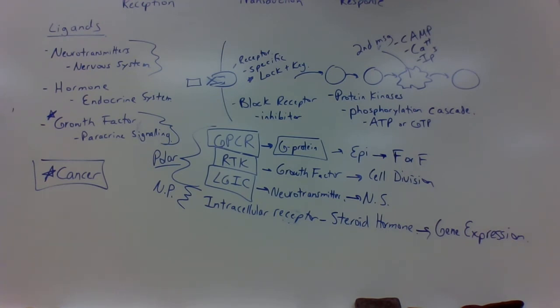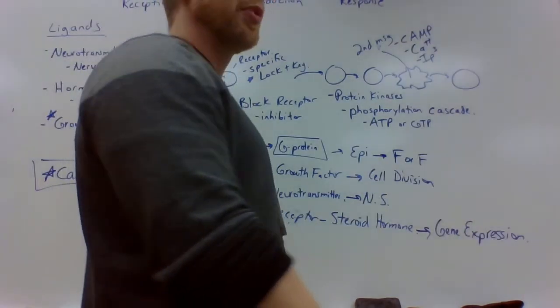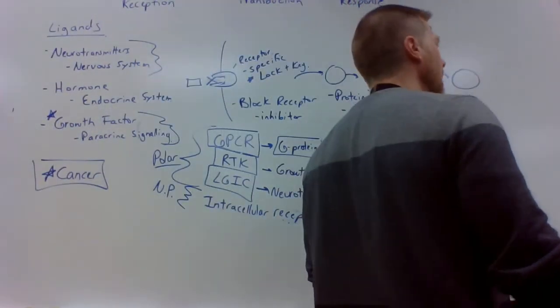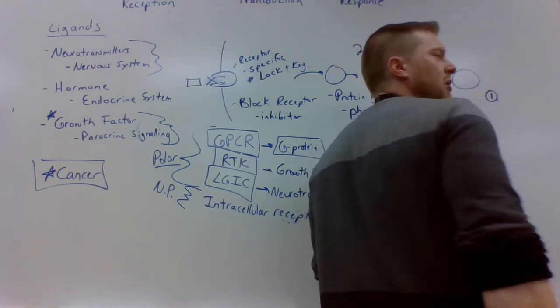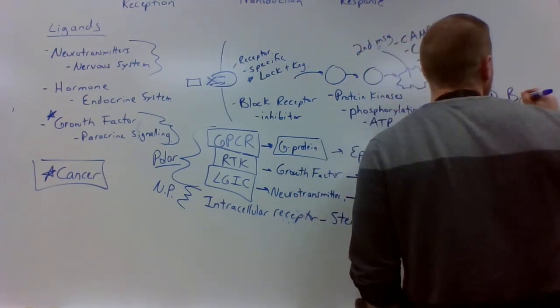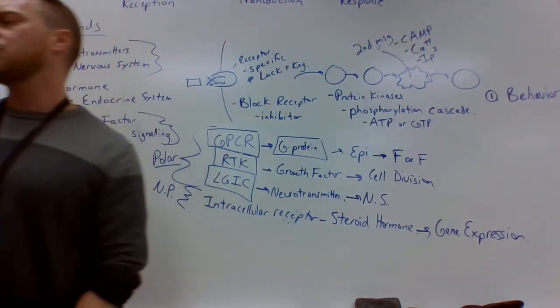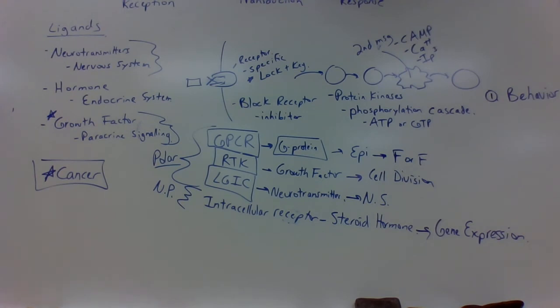This is then going to lead to a cell response. Step number 3. We talked about 3 general types of cell responses. Response number 1 is going to be a change in cell behavior. We talked about increasing heart rate and pupils dilating. These are all examples of changing the behavior of a cell.